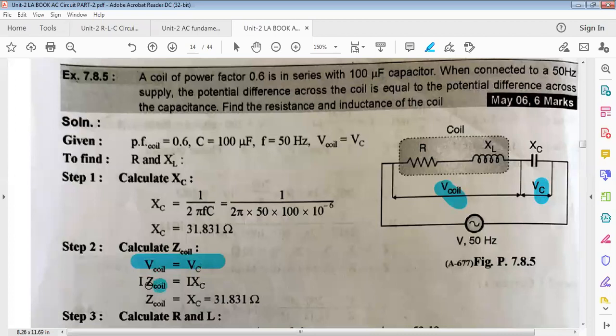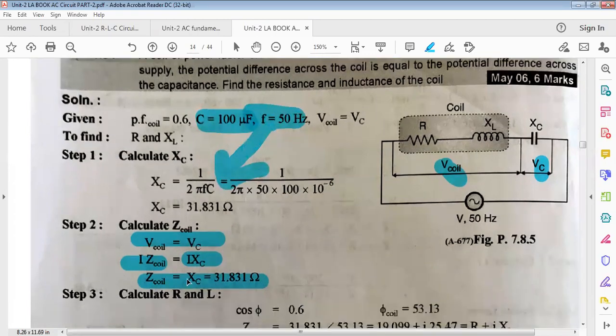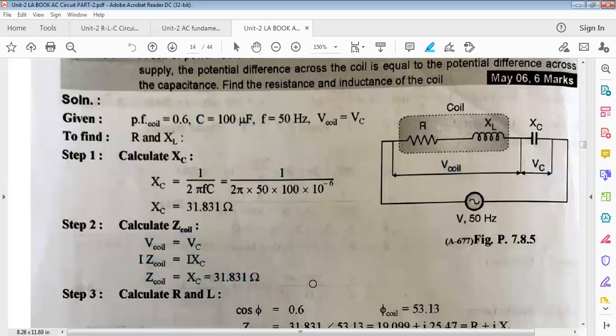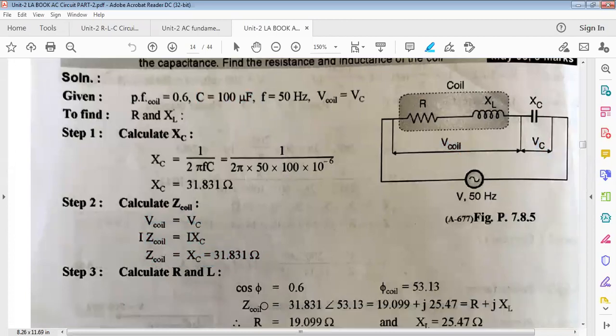I into impedance, Z coil, correct. And VC will be I into XC. Equate it. So what will you get? Z coil and XC are equal. And capacitance value is given 100 microfarad. Frequency is given 50 hertz. Using this, you can calculate XC, 31.83 ohm. So same will be the Z coil. Isn't it? Okay. Now Z coil you got. Coil power factor, is it given? Coil power factor 0.6.